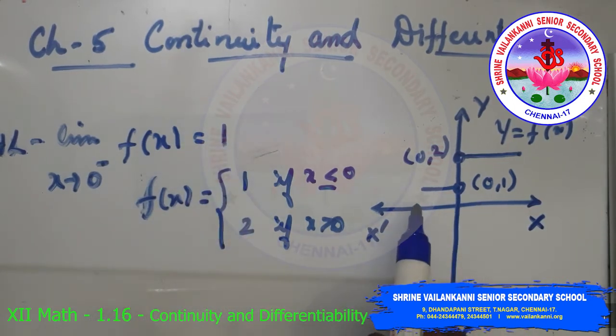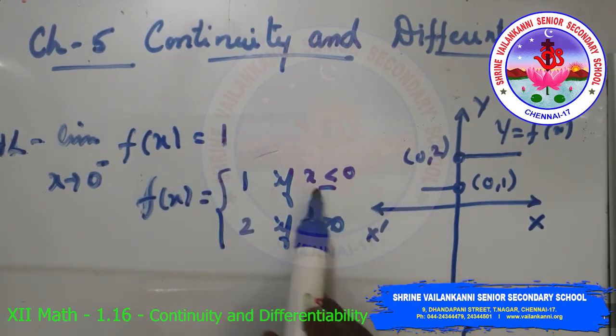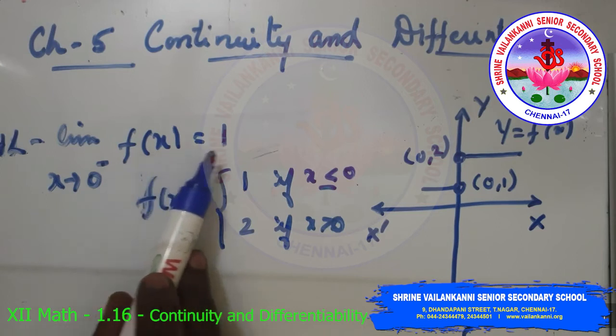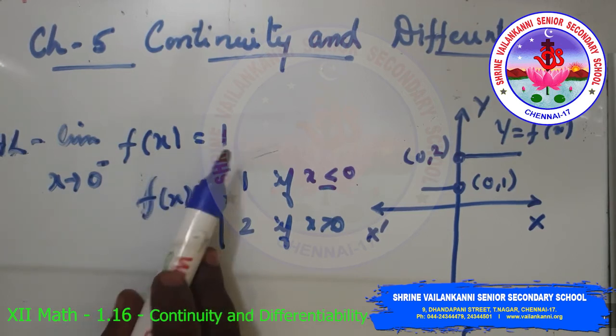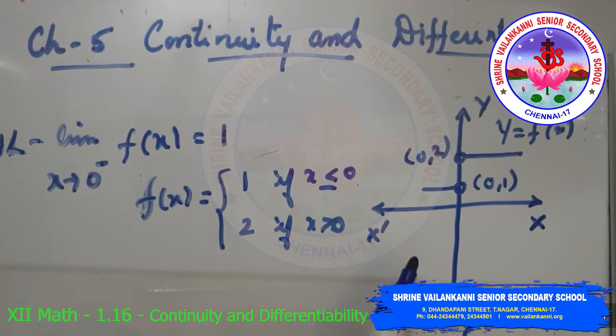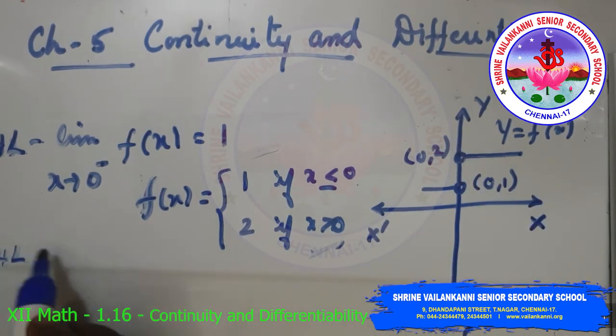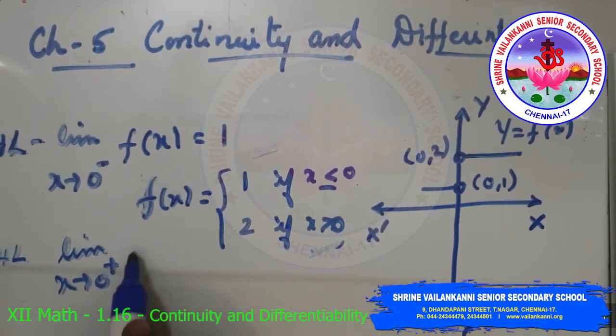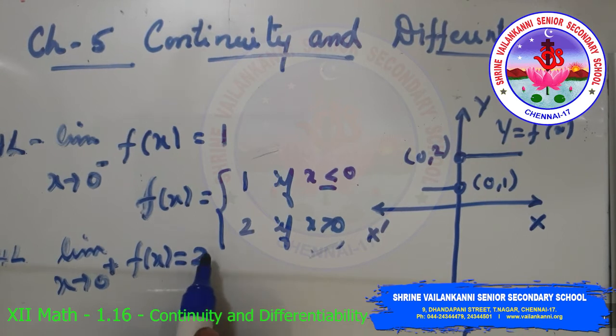To the left, that is x less than or equal to 0, f of x is 1. So limit x tends to 0 minus f of x equals 1, which is the left hand limit. Similarly, the value of f at 0 dictated by the values of f of x when x is greater than 0 is equal to 2. The right hand limit of f of x at x equal to 0 is 2. The right hand limit is denoted by limit x tends to 0 plus f of x equal to 2.